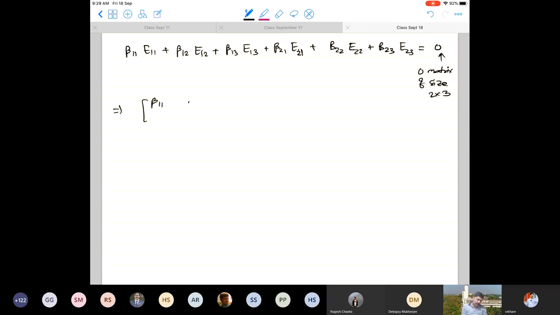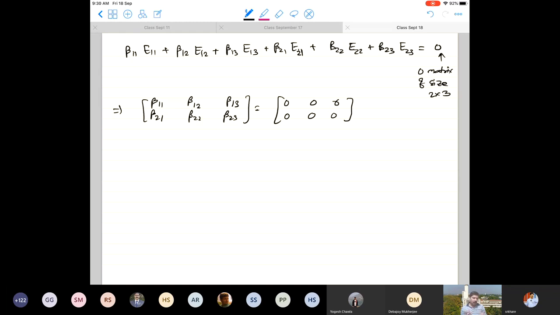You get that beta 11, beta 12, beta 13, beta 21, beta 22, beta 23 is equal to 0, 0, 0, 0, 0, 0, which means that all the beta has to be equal to 0, because the comparison between two matrices will be equal if they are component-wise equal, right?